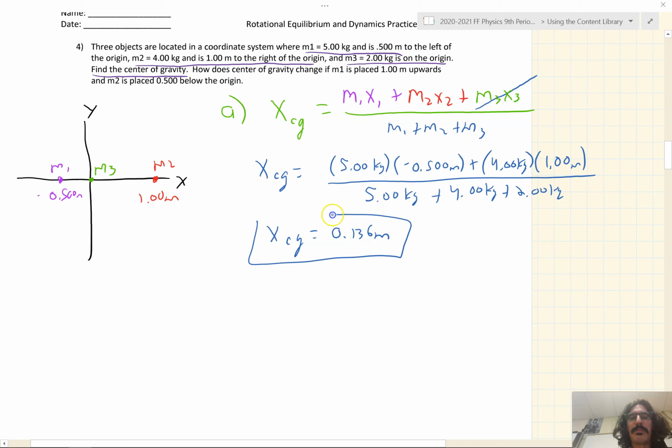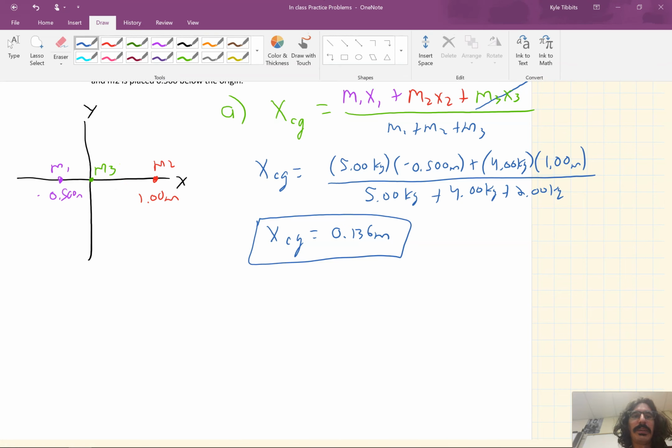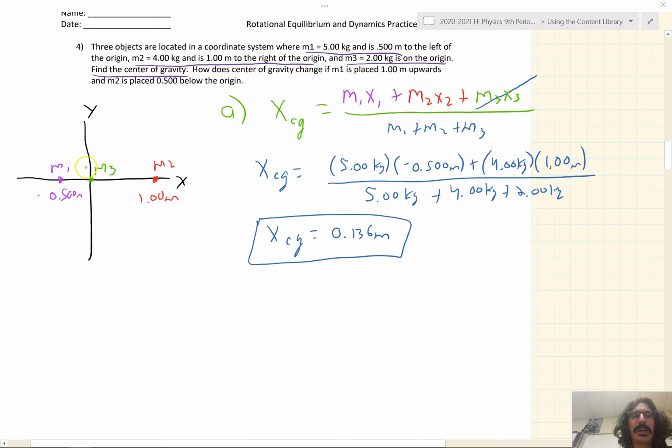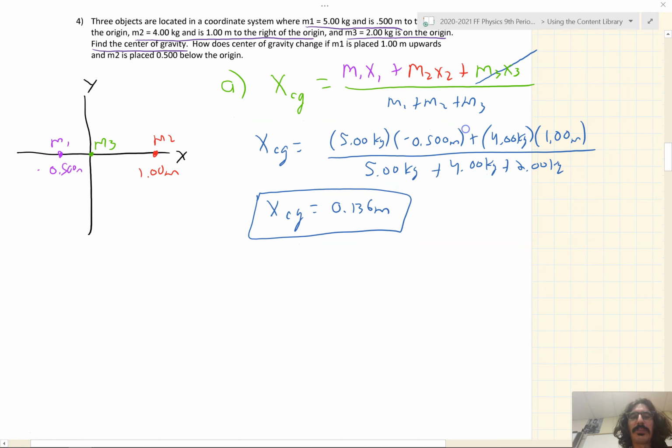So that's where the mass is, the center of gravity or the center of mass is located, 0.136 meters to the right of the origin. Now we also want to find the center of gravity in the y direction, but as we can see, they're all right on the x-axis. So the y center of gravity is going to equal 0.00 meters.